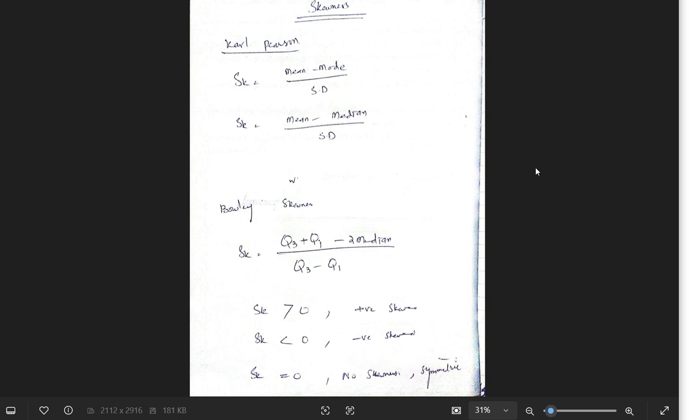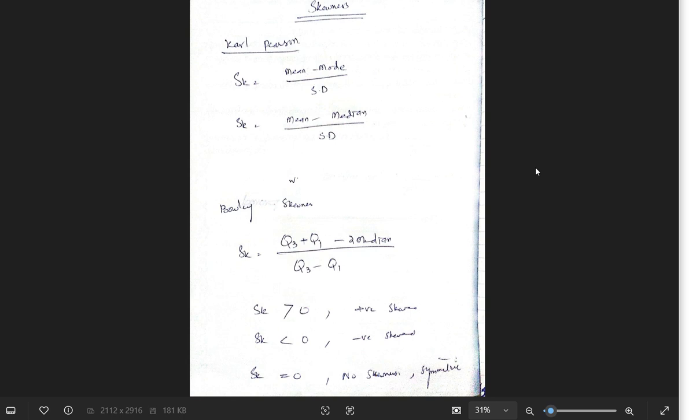In MCQs, I may give you the mean, mode, and standard deviation values. You just have to put them here and find the skewness. Similarly, mean minus median divided by standard deviation is also skewness. There is another formula known as Bowley skewness. It is equal to Q3 plus Q1 minus 2 median, divided by Q3 minus Q1.